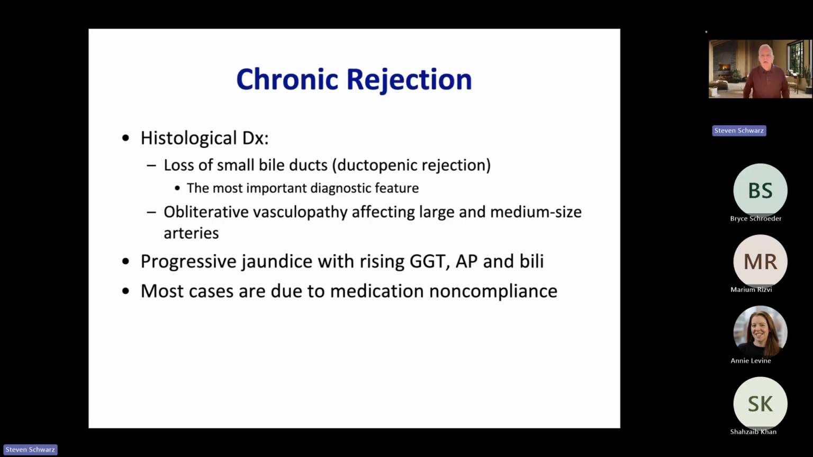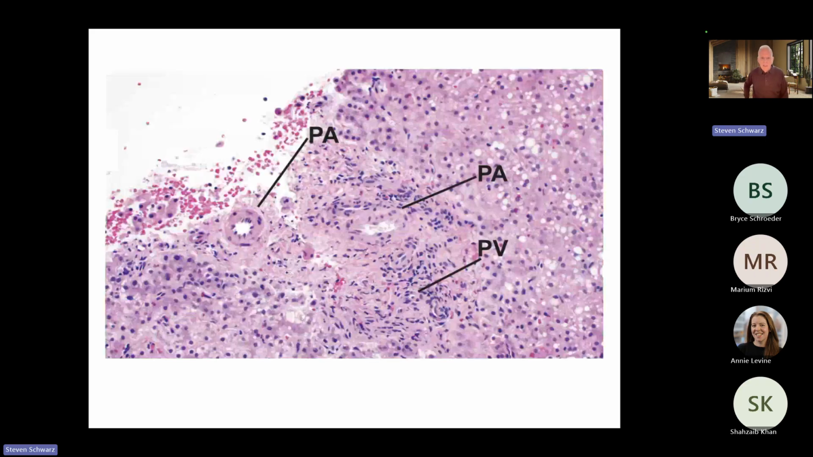Chronic rejection would hopefully be a problem that should not be seen frequently because most cases shown at the bottom are the consequence of medication noncompliance. Histologically, you see the loss of small bile ducts. It's called ductopenia, and that's the most important diagnostic feature. And you can also see an obliterative vasculopathy, again, as the inflammatory cells destroy the portal area. And so here we see an evaluation histologically in a patient with a chronic rejection.